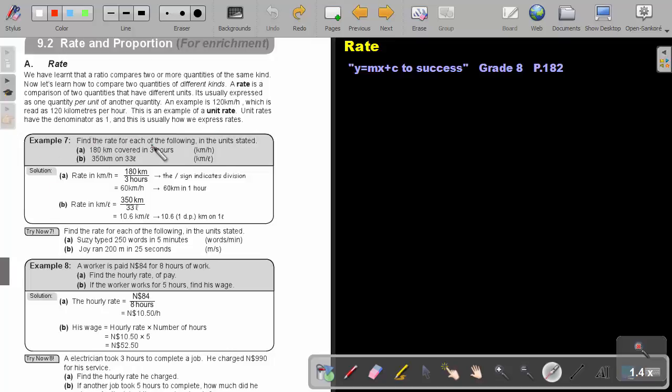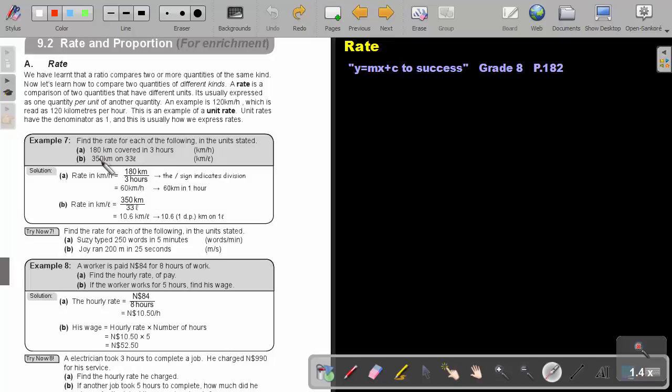Find the rate for each of the following in the units stated. So 180 kilometers covered in 3 hours, and I want it in kilometers per hour. So the one that stands after that per, that's the one that must become the denominator, the one at the bottom. So if I look at the rate, it's 180 kilometers divided by the 3 hours. And then this answer will be 60 kilometers per hour.